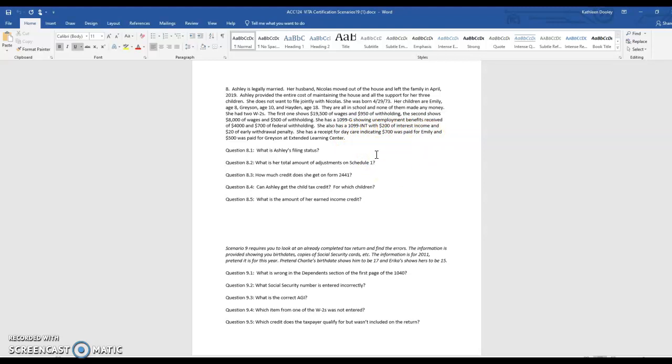Okay, so we know from part 1 of the videos how to figure out her filing status. You need to take a look at adjustments. What I would do is look on Schedule 1 in the adjustment section and see if any of those apply to her. Okay, how much credit does she get on Form 2441?